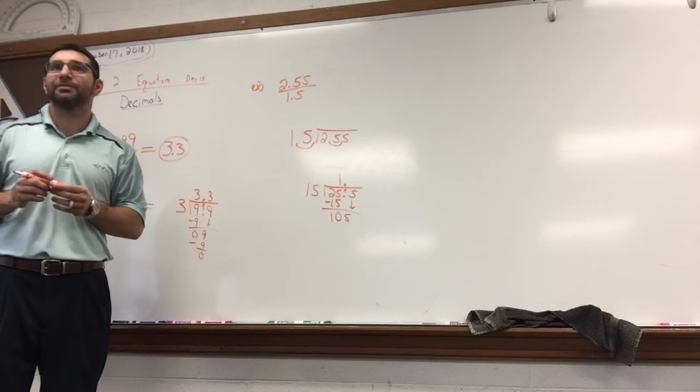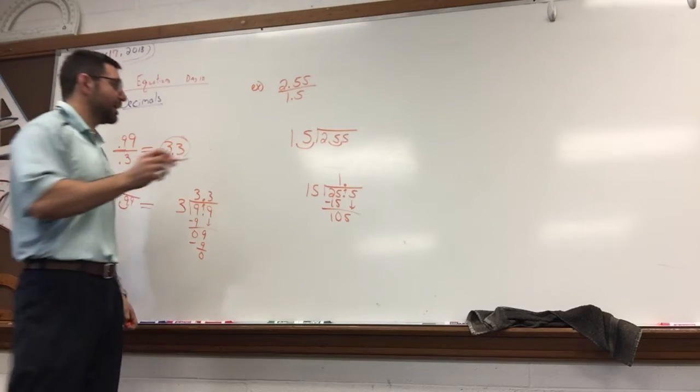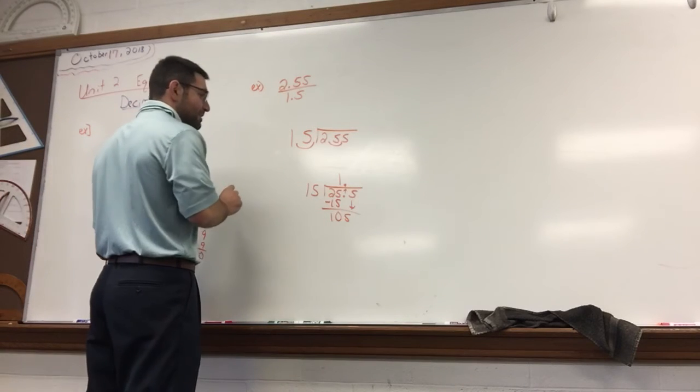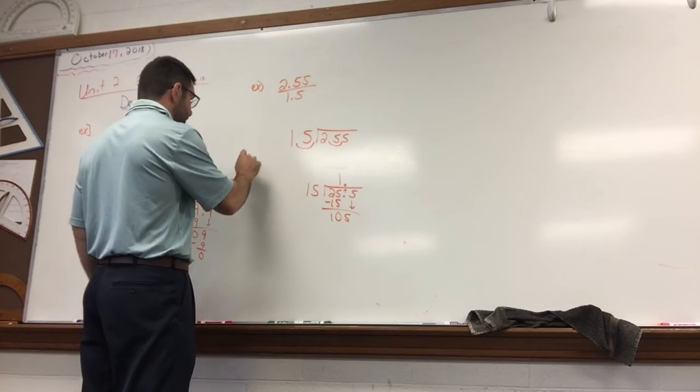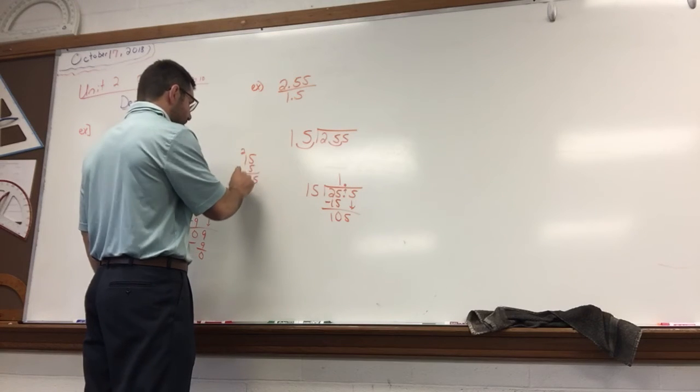Now this is where you're going to have to guess and check. I always start smack dab in the middle at 5. So I'm trying to see how many times does 15 go into 105. 15 times 5 is 25, carry the 2, that's 75.